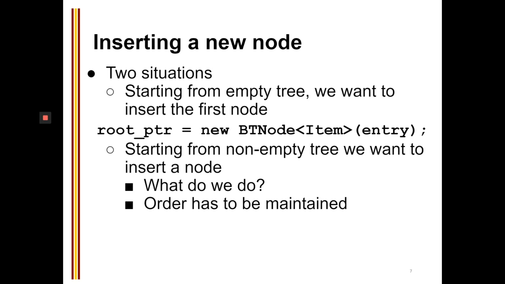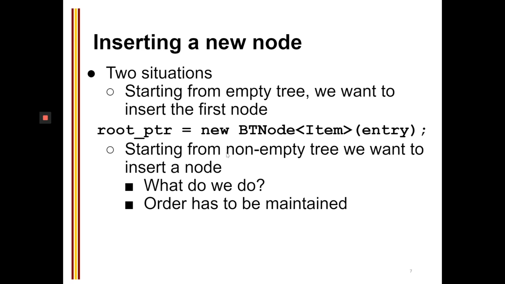So what about inserting a new node? There are two situations we can think of. If you have an empty tree, it's kind of easy. It's going to be the first node in that empty tree. So therefore, we allocate memory using the new keyword, BT node item entry, and assign it to the root pointer. So easy. But what about a non-empty tree?